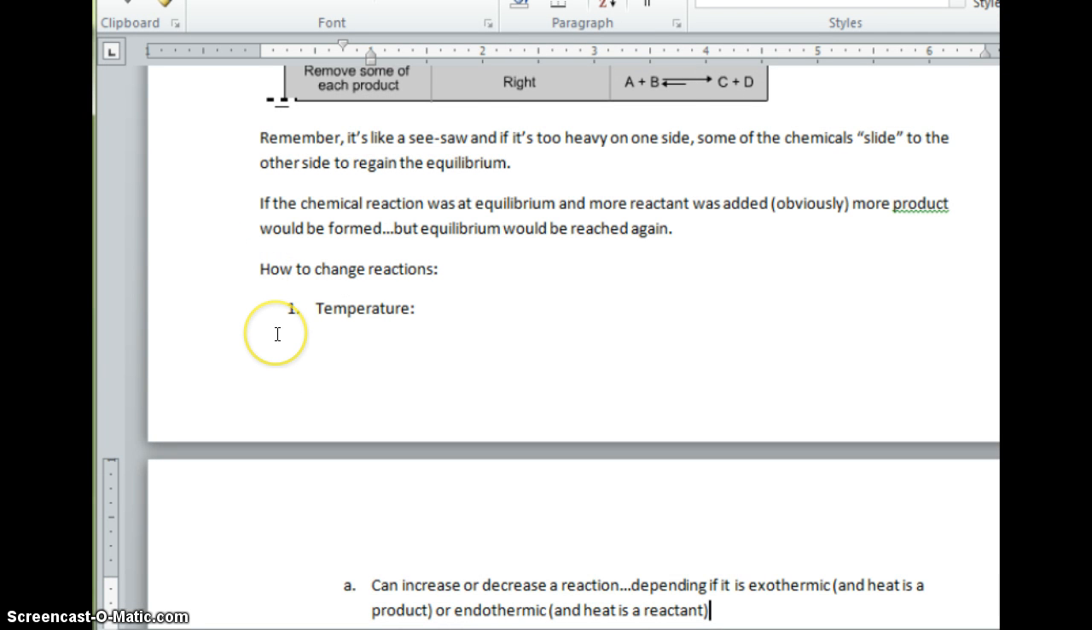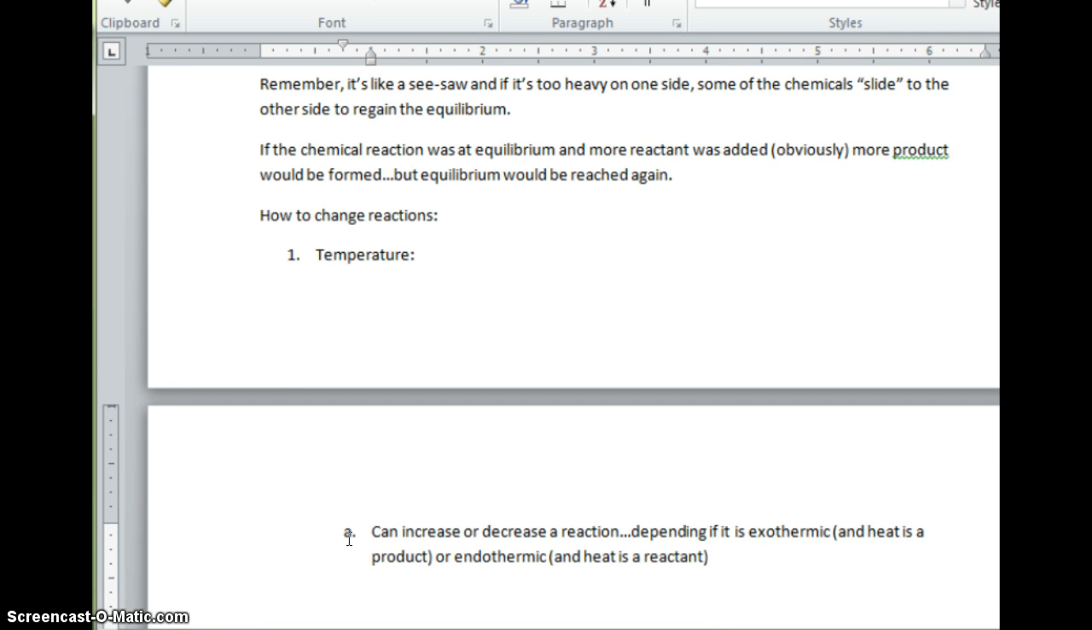So how to change reactions? The first way is temperature. Temperature can increase or decrease a reaction. It really depends if it's exothermic, because if it's exothermic, heat is out, so heat is a product. Or if it's endothermic, and heat is a reactant.